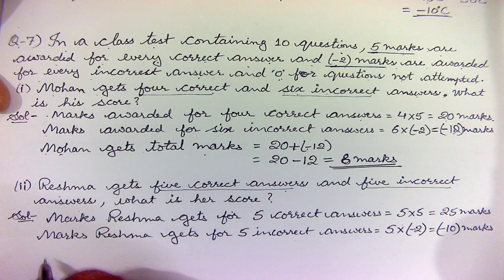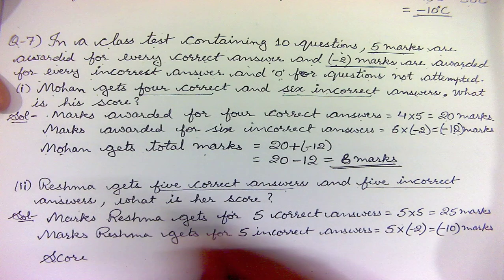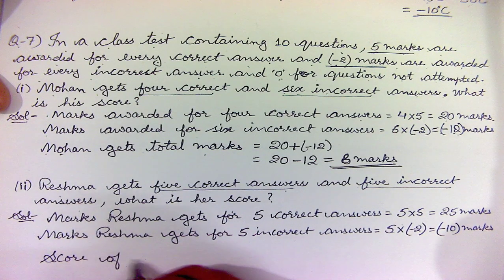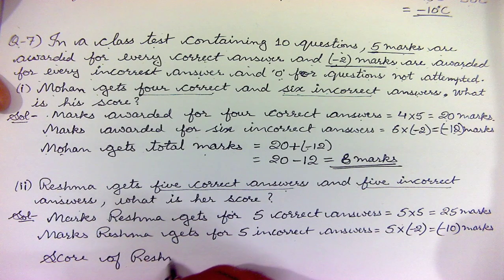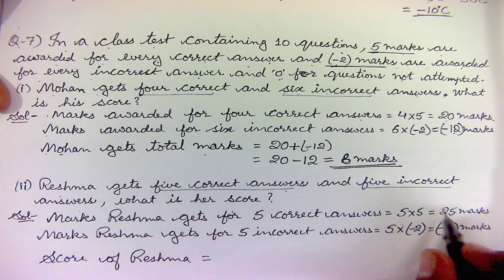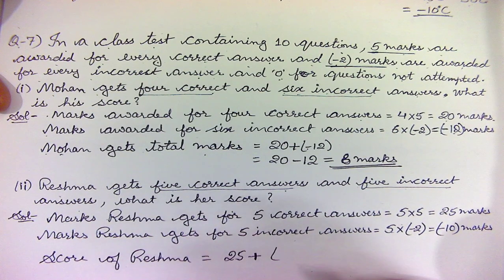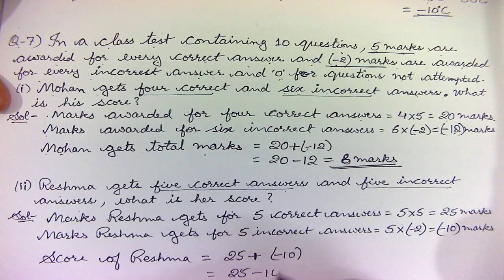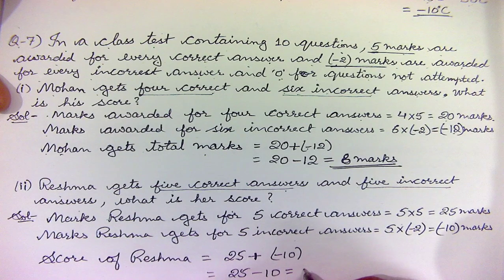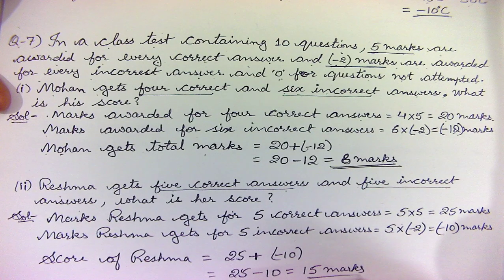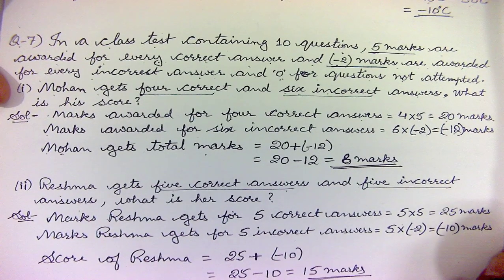So total score of Reshma. So what is her score? Means score of Reshma. Now what will be her score? 25 marks she got for correct answers plus minus 10 she got for incorrect. So it is 25 minus 10, and 25 minus 10 is 15. So what is her score? Her score is 15 marks.